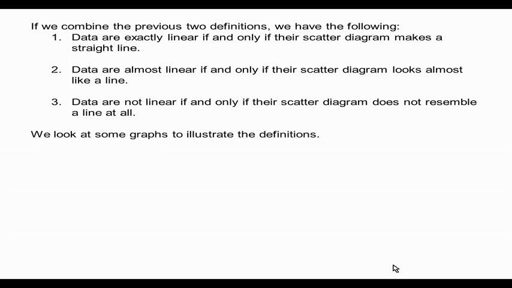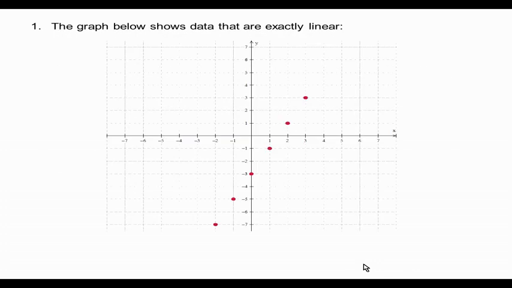So we look at some graphs to illustrate the definitions. So maybe with the actual scatter plots that I'm going to show you, it'll become a little bit clearer what we're talking about here. Number 1, the graph below shows data that are exactly linear. So it's kind of like if you put your ruler up against this, you would actually see that they really are on the same straight line.